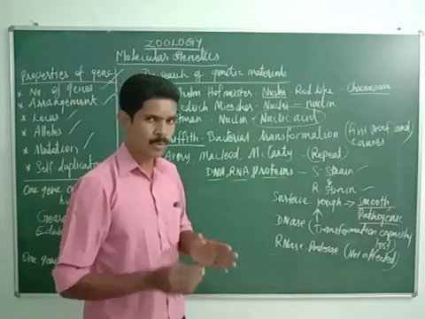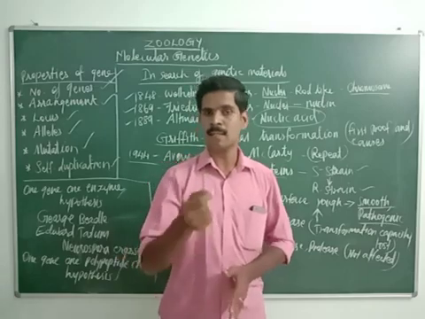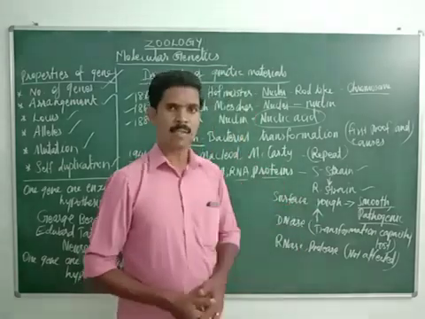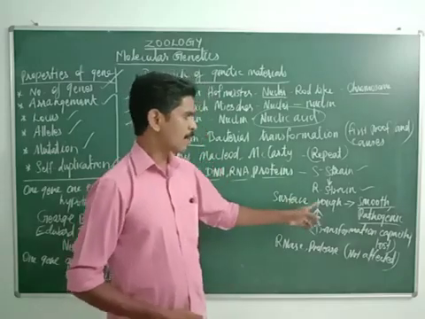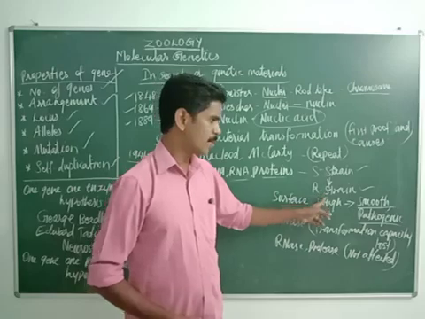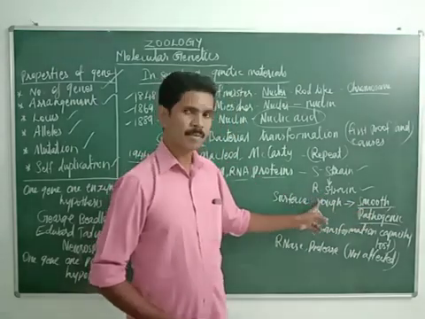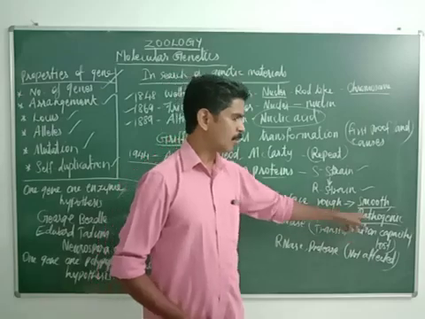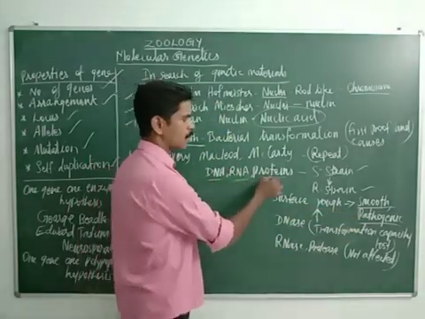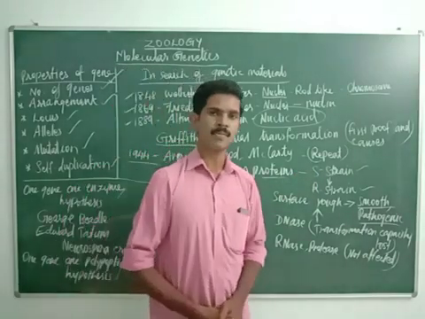Understand? So two points I said here. Two changes we understood in the body of the R-strain bacteria. What are the two changes? One, the rough outer surface of the R-strain bacteria changed into smooth nature, and two, the non-pathogenic R-strain bacteria was converted into pathogenic bacteria after adding the DNA, RNA and proteins of the S-strain bacteria. Hope you understood, my dear students.